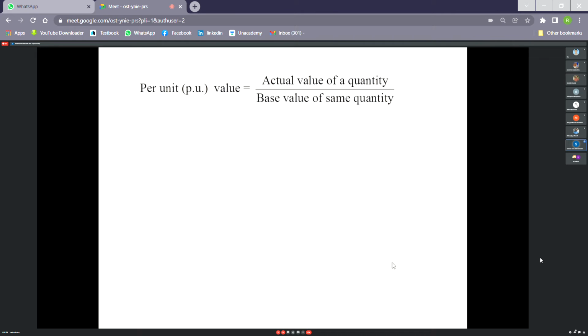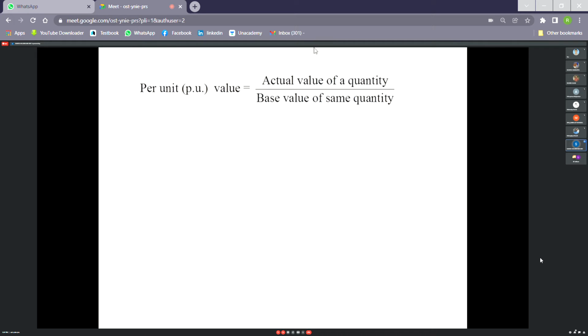So per unit value is actually a ratio. Any quantity we divide by a base quantity, like in percentage. 80 marks, we divide it by 100, isn't it? Or say full marks is 600, 590 is the marks obtained, so 590 by 600. So what value a student has got, and what the total value would be if it were 100%. In that way.